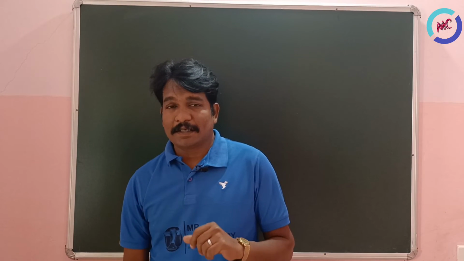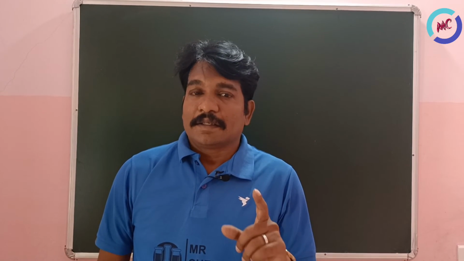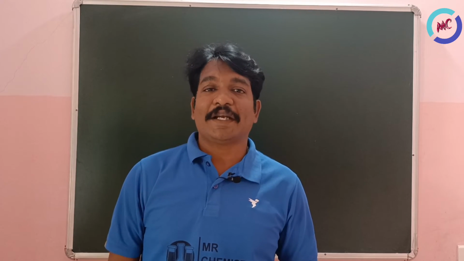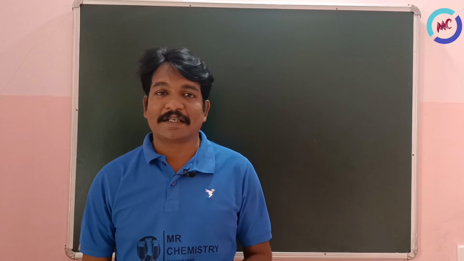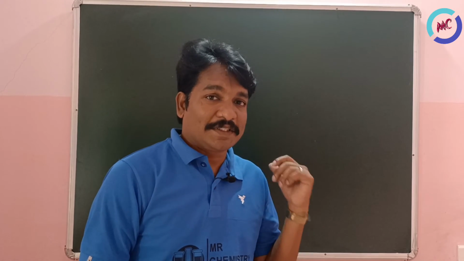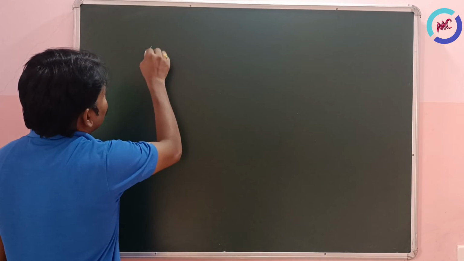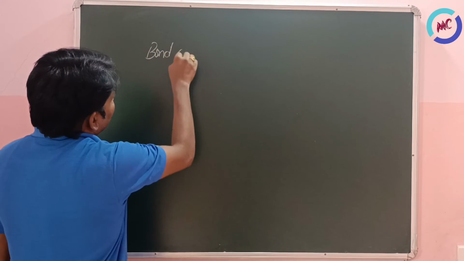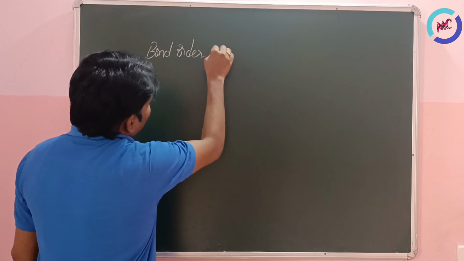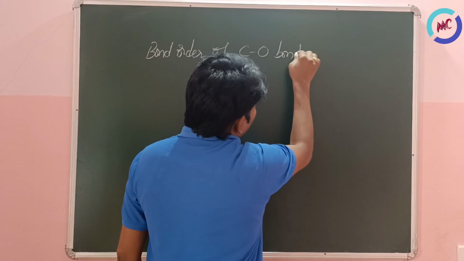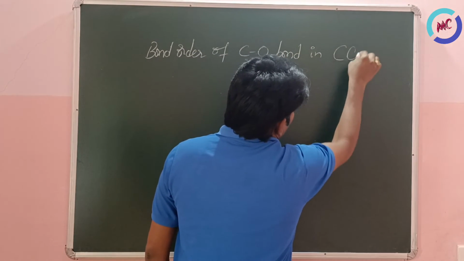In the 6th question, one interesting thing is there. They are asking the bond order of the CO bond in carbonate ion. What is carbonate ion? CO3 minus 2 is carbonate ion. Okay, and we will check that one. Under numerical sections, they will ask without options. See here, they are asking the bond order of the CO bond in carbonate ion, CO3 minus 2.